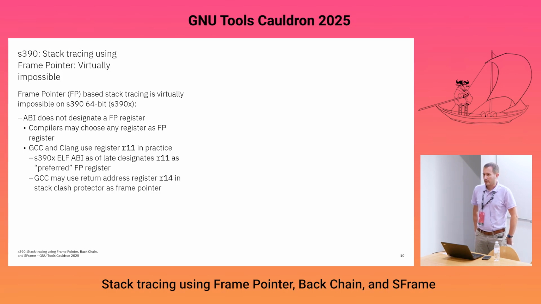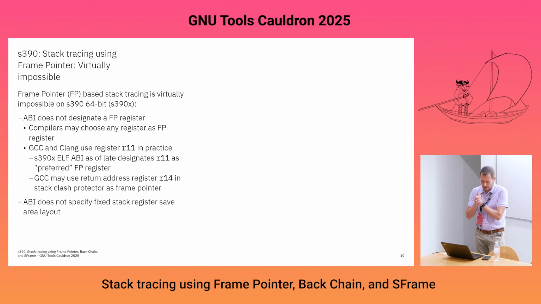Note, though, that there are some edge cases where the compiler still uses other registers. For instance, GCC may use the return address register R14 in the stack clash protector as frame pointer, but let's say for most cases, we could still use frame pointer.